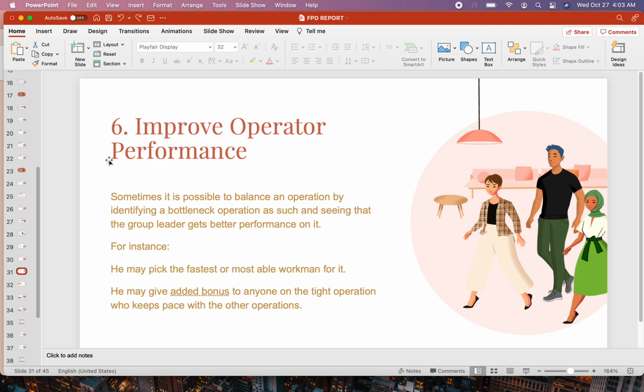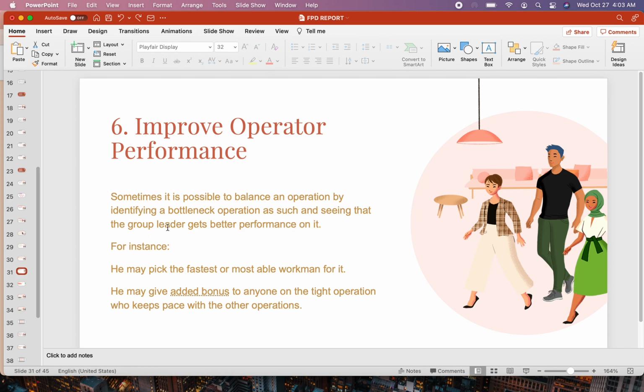Number six, improve operator performance. Sometimes it is possible to balance an operation by identifying a bottleneck operation. And again, guys, a bottleneck operation is a process or step that limits an entire system's capacity to produce at its optimum level. For a short-term definition, it means congestion or overcrowding in the production system.